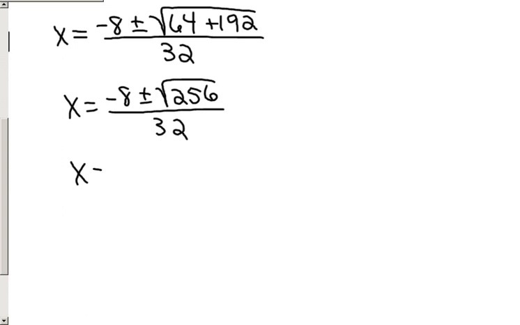I can continue by taking the square root of 256. It happens to be a perfect square. The square root of 256 is 16. So I have negative 8 plus or minus 16 over 32.